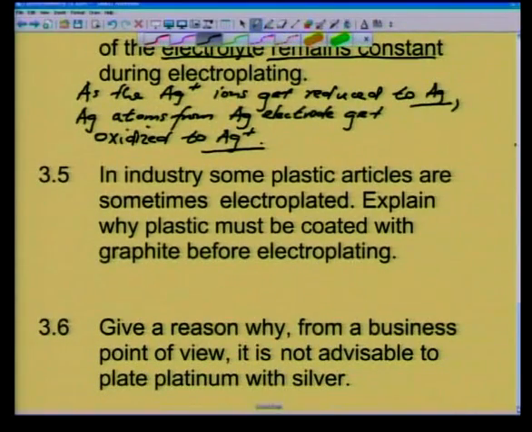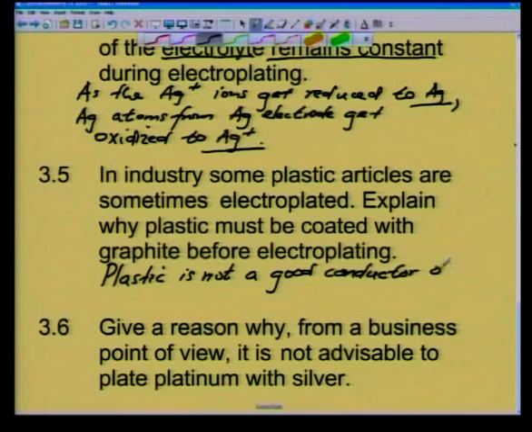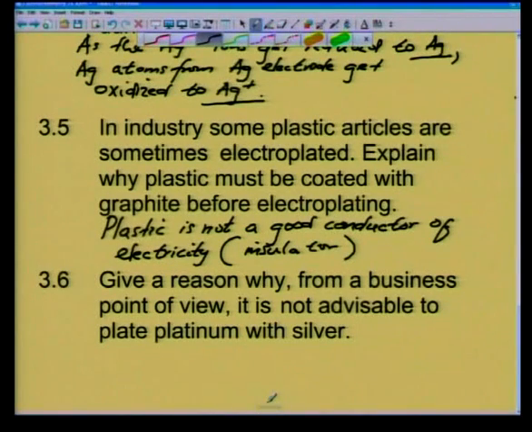In industry, some plastic articles are sometimes electroplated. Explain why plastic must be coated with graphite before electroplating. Because plastic is not a good conductor of electricity, whilst graphite can. You can actually say that plastic is an insulator, it doesn't conduct electricity that well. That's why we can't use it as it is.